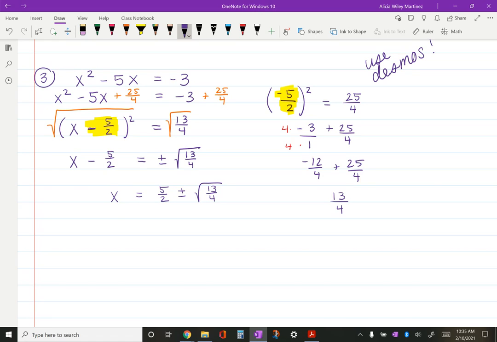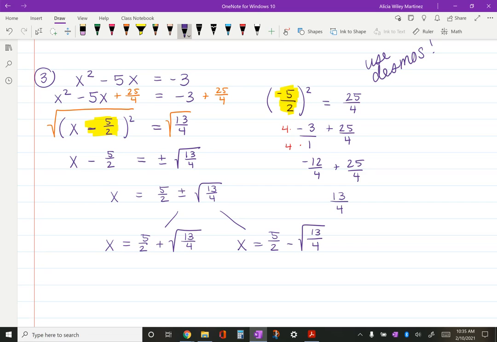Okay. So this is where we can stop. We can split it up. We can find our decimal values. Again, sometimes they will ask you for it in radical form. We are concentrating on just getting it to that decimal form. So I would have two answers for x. It would be x equals 5 over 2 plus the square root of 13 over 4. And then I would also have 5 over 2 minus the square root of 13 over 4.